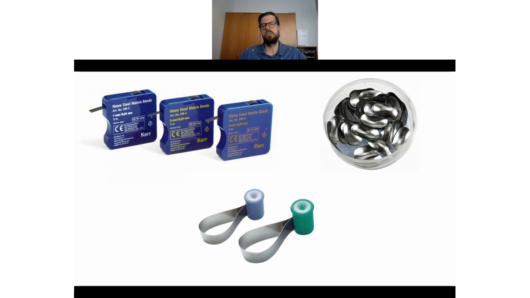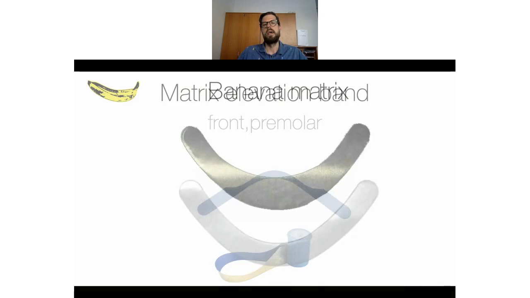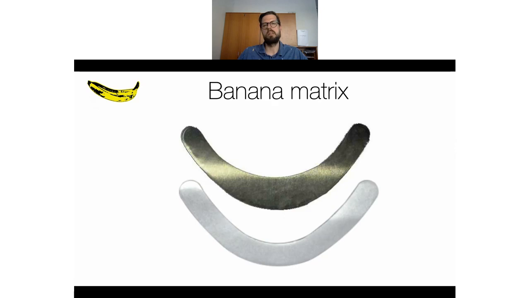So the shape of the matrix is very nice, but sometimes we need something like this, and these are the matrix elevation bands, which go a little bit deeper subgingivally, and we use them in the frontal and the premolar area. And you can use them also on molars, but the molars must be a little bit smaller. And in the distal area, in the molars, we are using these banana matrices, which can go really, really deep. And without this, in many cases we would have no other chance than to extract the tooth. So in the molar area, these banana matrices are really nice.